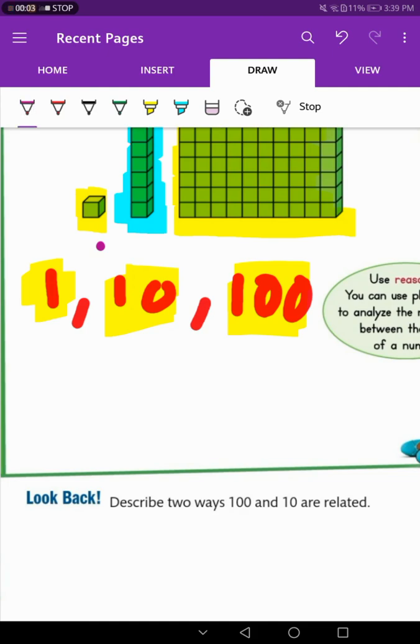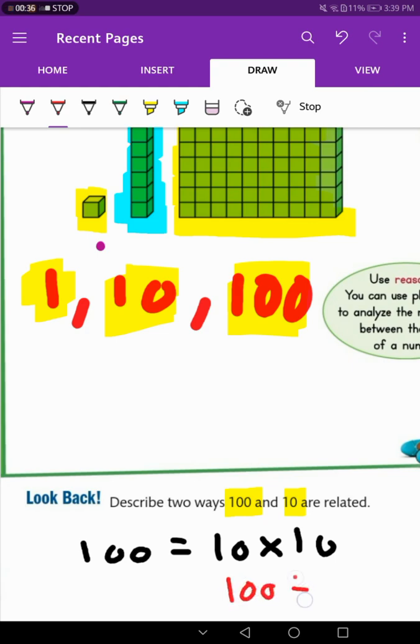Look back. Describe two ways 10 and 100 are related. The relationship between them comes from multiplication. So 100 equals 10 multiplied by 10. And the second way comes from division. Do you know it, Rayan? Yes, it is 100 divided by 10. Yes, equal 10. Good.